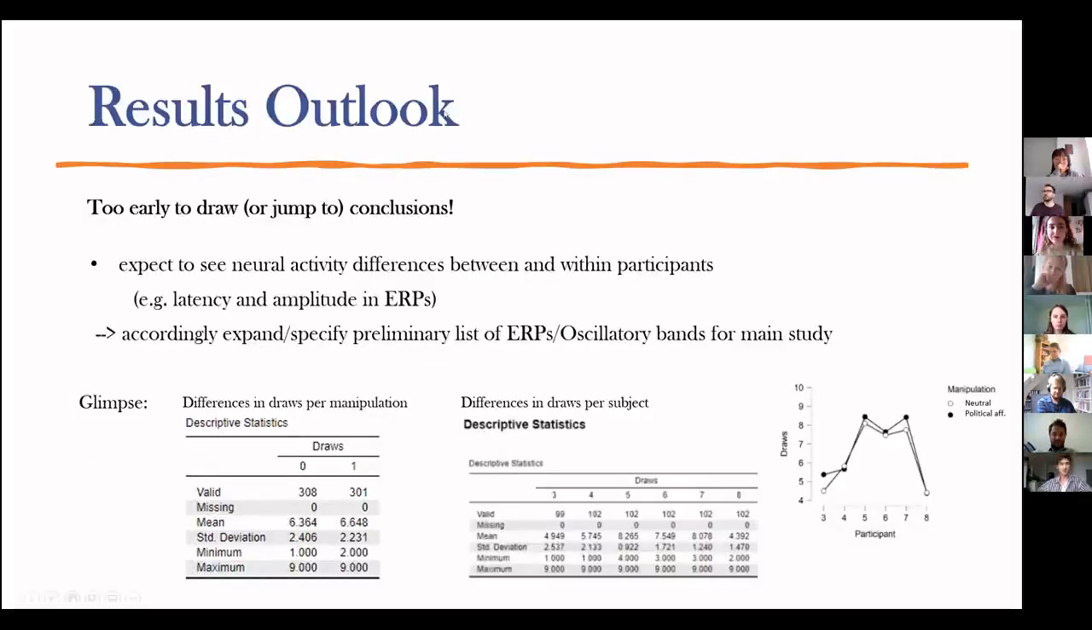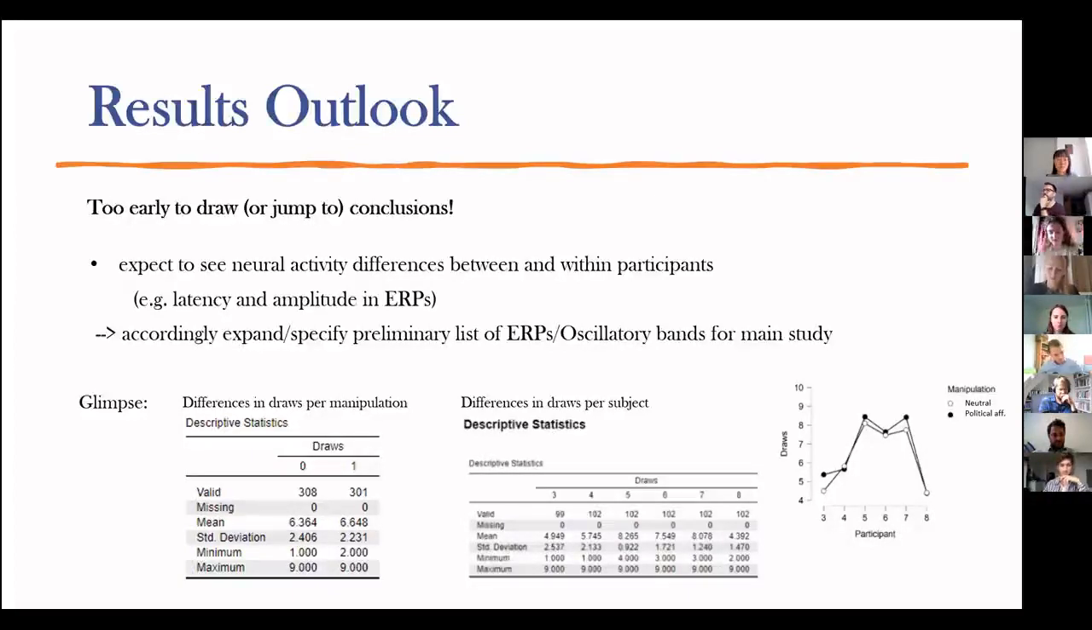And since data collection just now finished, it would be way too early to draw or jump, excuse the pun, to conclusions. And we still expect to see neural activity differences between and within participants, for example, regarding their latency and amplitude in ERPs. And accordingly, we will then tailor the main study. For example, we would expand or specify the preliminary list of ERPs and oscillatory bands. However, what we can provide you with is a very, very small and very brief glimpse into some of the behavioral data from the BEADS task.